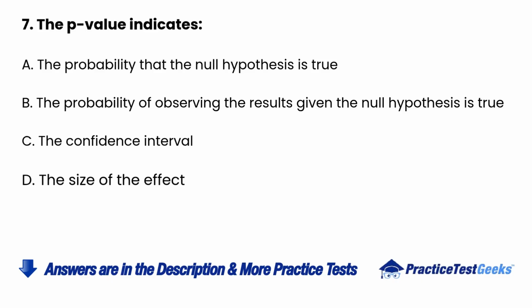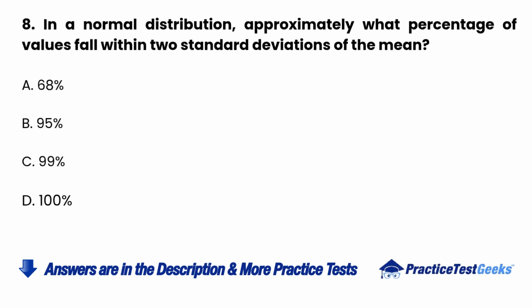7. The p-value indicates A. The probability that the null hypothesis is true. B. The probability of observing the results given the null hypothesis is true. C. The confidence interval. D. The size of the effect. 8. In a normal distribution, approximately what percentage of values fall within 2 standard deviations of the mean? A. 68%. B. 95%. C.